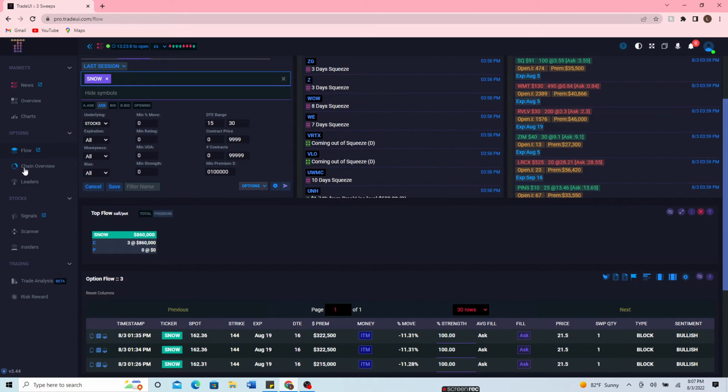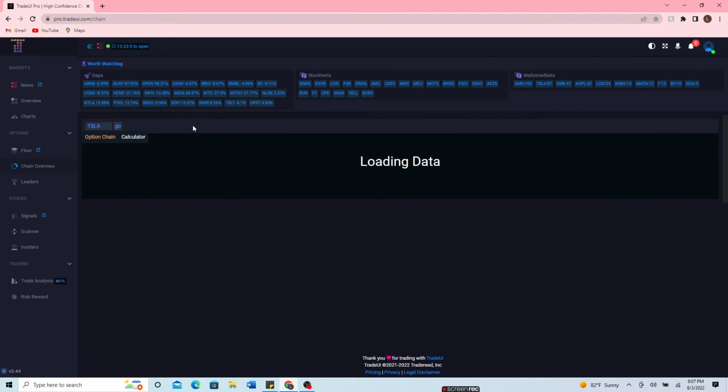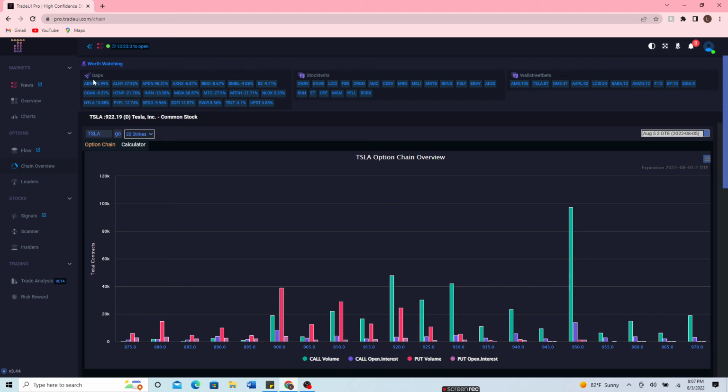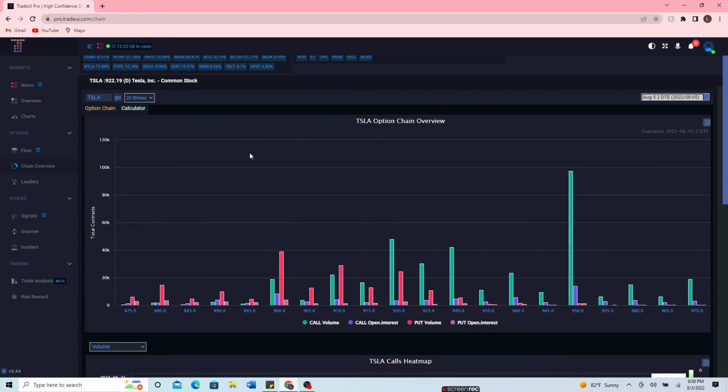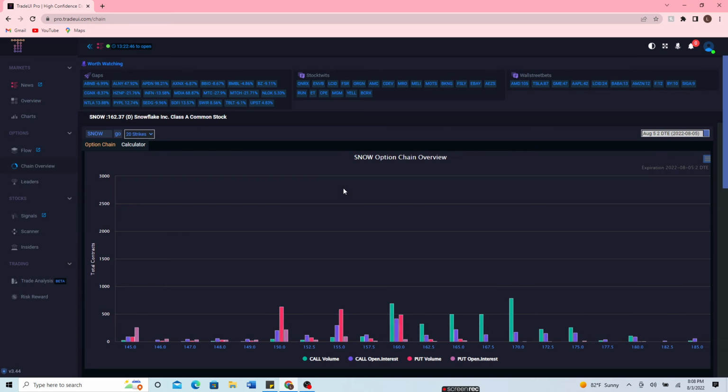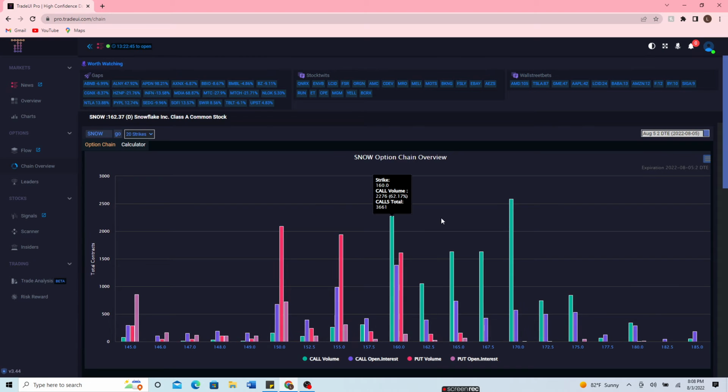Next, I want to talk about the chain overview. The chain overview does the same thing right here. It'll show you all the gaps and the stock tweets and the Wall Street Bets, but it'll also show you the option chain overview that happened for a particular ticker. In this case, it already defaults to Tesla, but we'll go ahead and put in SNOW. I'm going to click go. It'll sometimes take a second to load the data. My Wi-Fi is a little bit slower right now, so that's why it's taking a second.